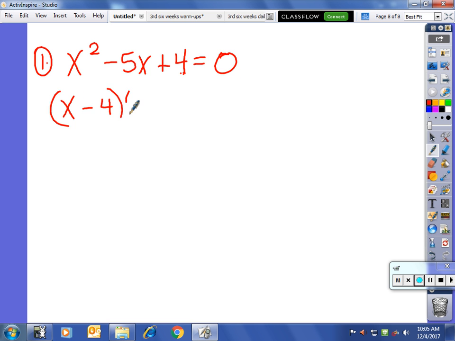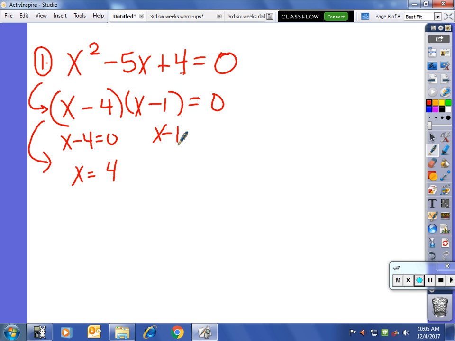x minus 4 times x minus 1. Now those are factors, because one way to find zeros is by factoring, which would lead you to the solutions. So if x minus 4 equaled 0, then x would equal 4. If x minus 1 equals 0, then x would equal 1. So just keep that in mind. This parabola is crossing the x-axis at 1 and 4. It's doing something like this.